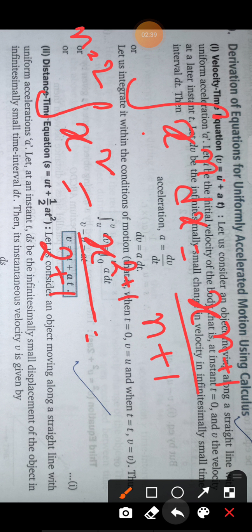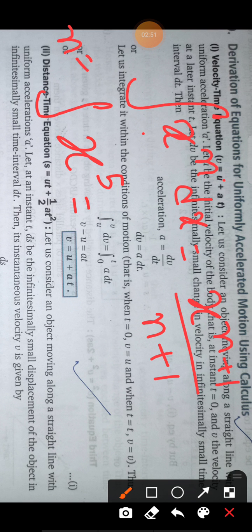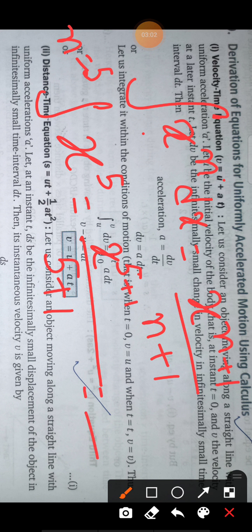In a similar manner, suppose you have to integrate x to the power 5. So here n is equal to 5. The formula is x to the power n plus 1 divided by n plus 1, so x to the power 5 plus 1 divided by 5 plus 1. So x to the power 6 divided by 6. Correct.